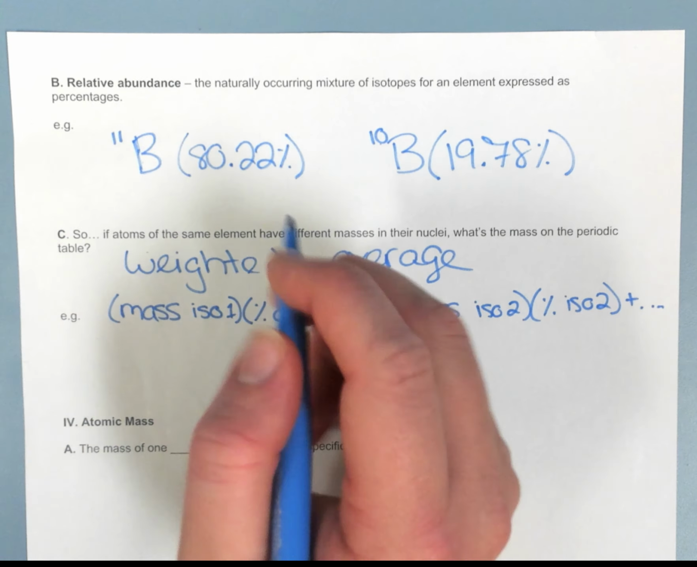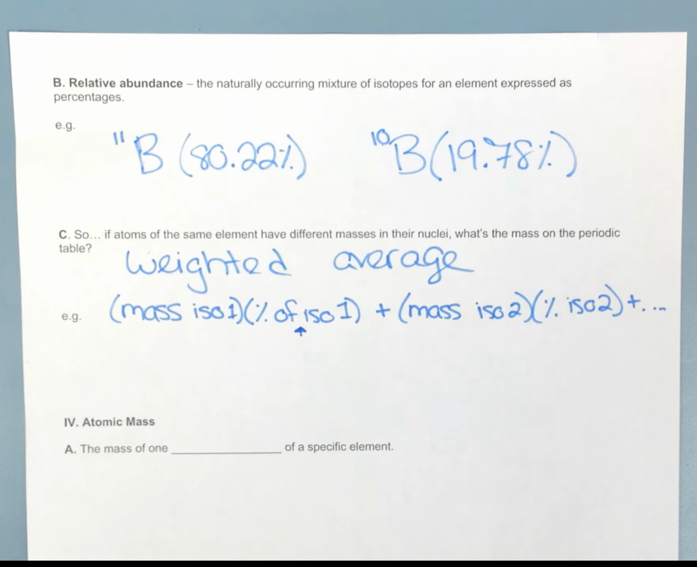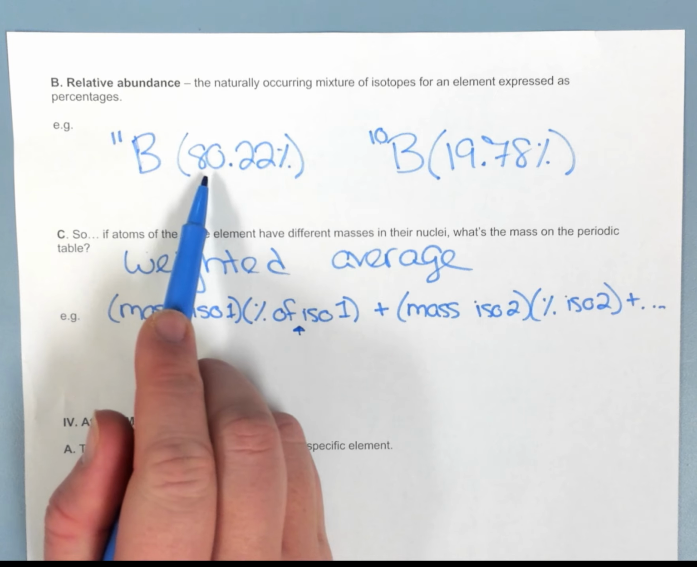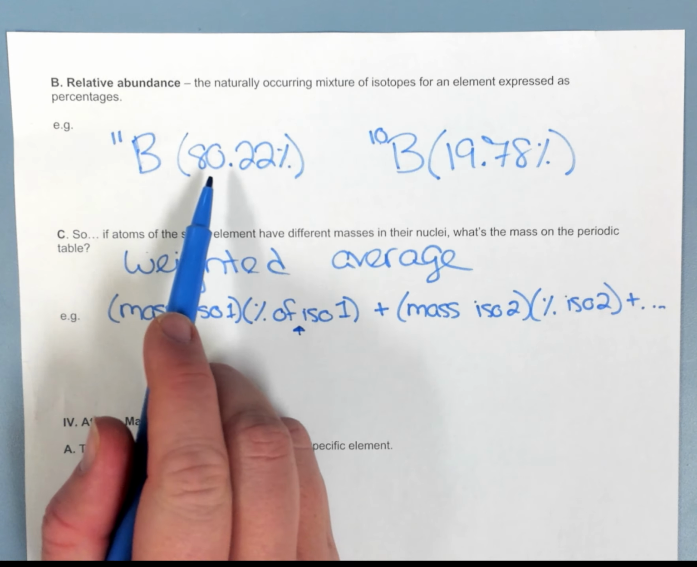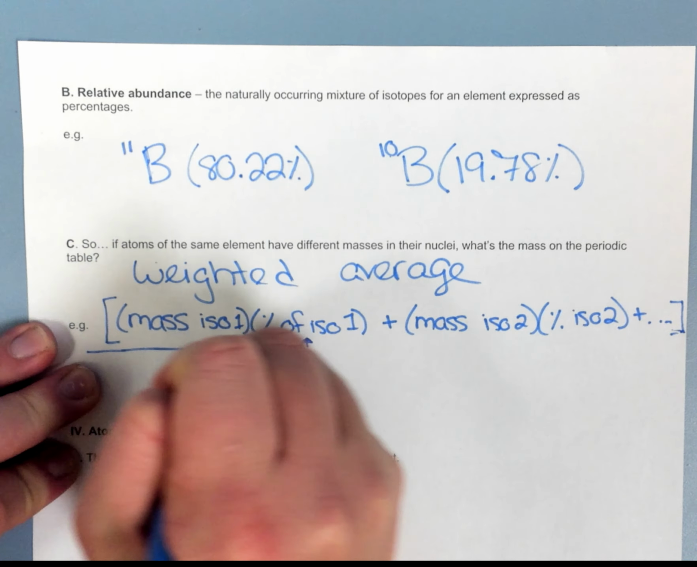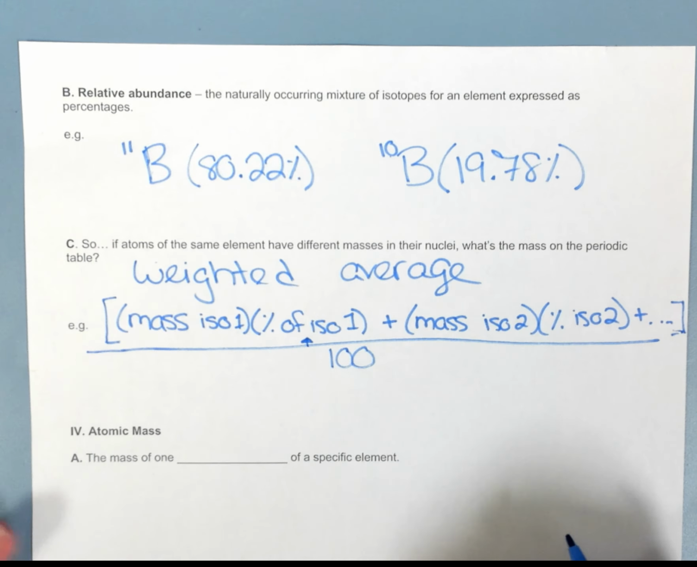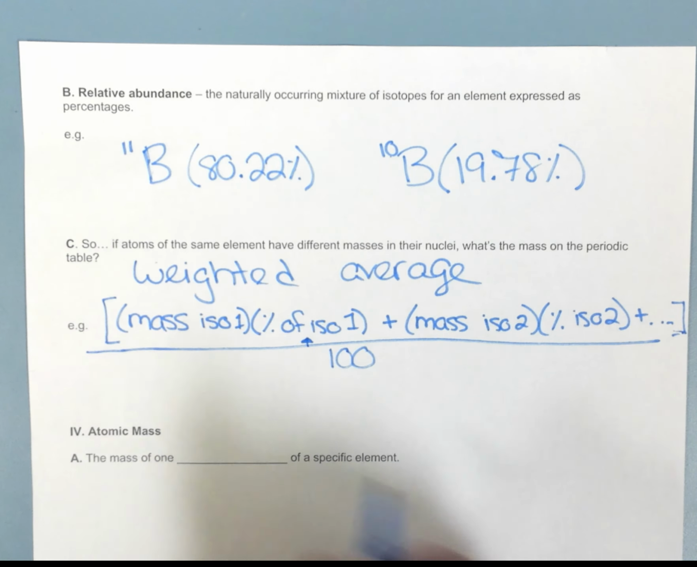Now, the tricky part here is the percents. Some people like to turn these percents into decimals right off the bat. Some people like the percent button on their calculator. For others, I've found that this method is much easier: you just do this math first, and then you divide your answer by 100. My answer should always fall somewhere between the masses of my isotopes.